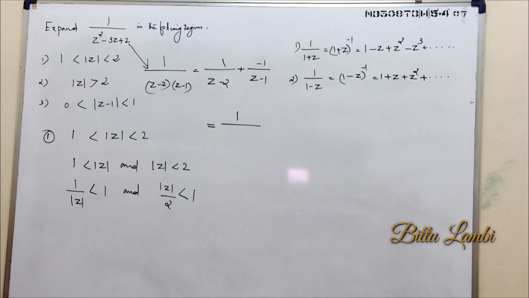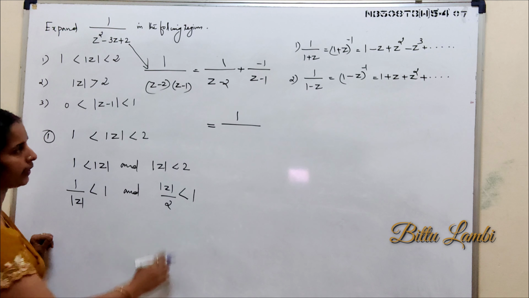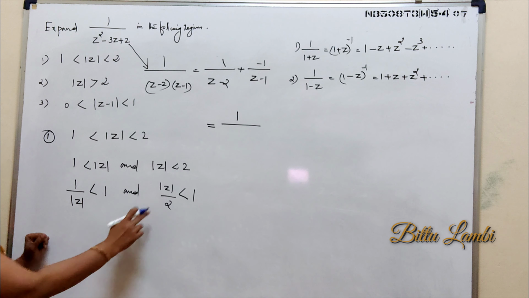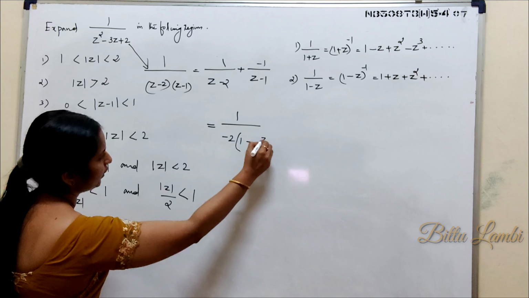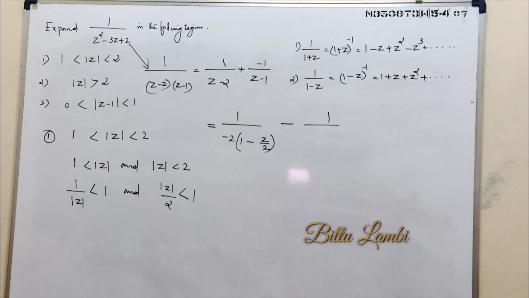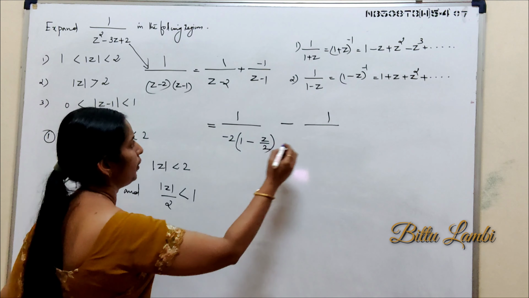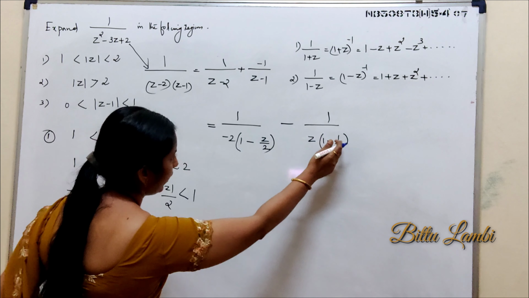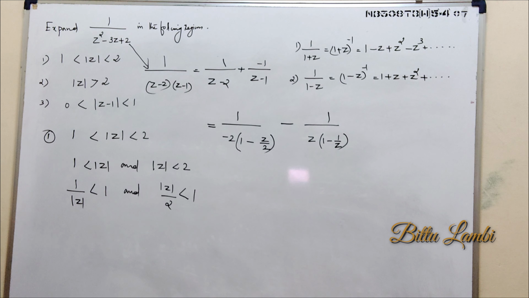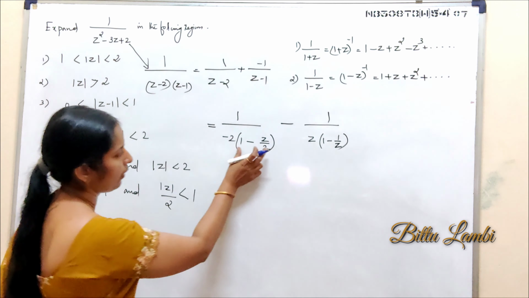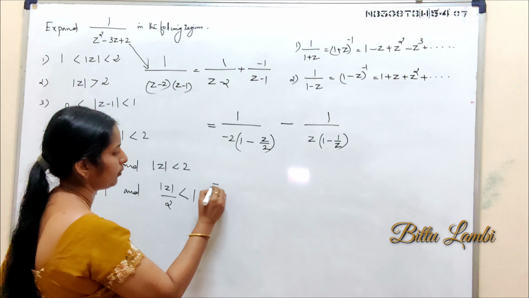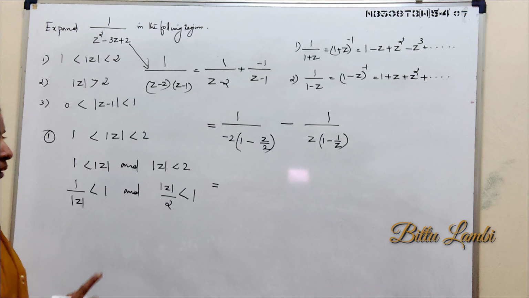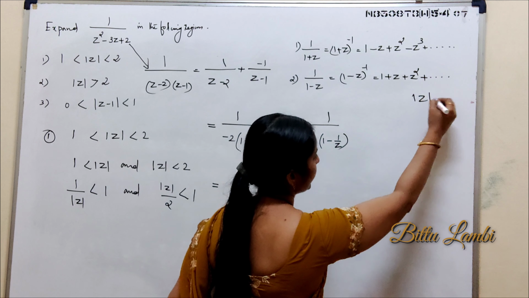Here, 1 by z minus 2 can be expanded in this region if mod z by 2 is less than 1. That is possible by taking minus 2 outside. Then it is 1 minus z by 2. See, in the second term, you take z outside, then 1 minus 1 by z. Clearly, 1 by mod z is less than 1. So you can expand these two terms by using these results. Always keep in your mind, you can apply these two results only if mod is less than 1.